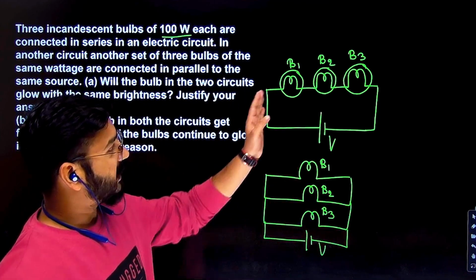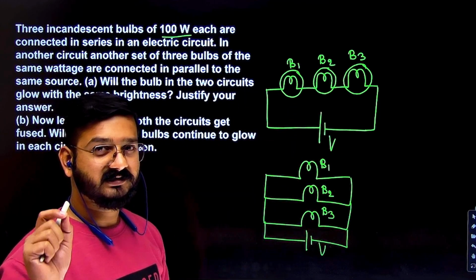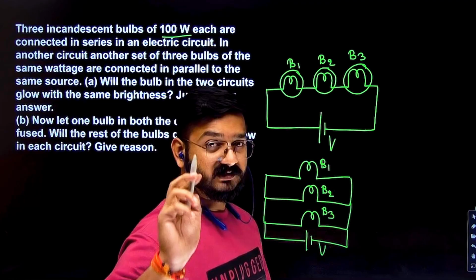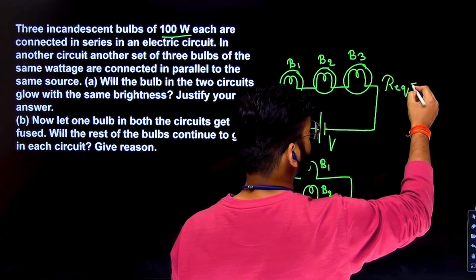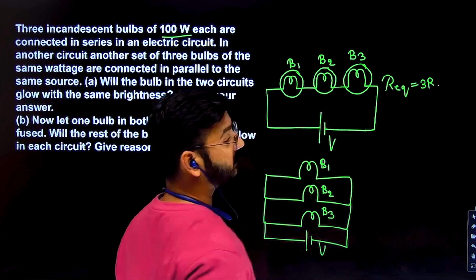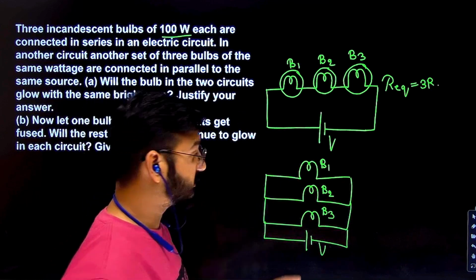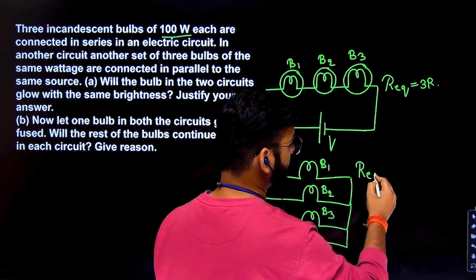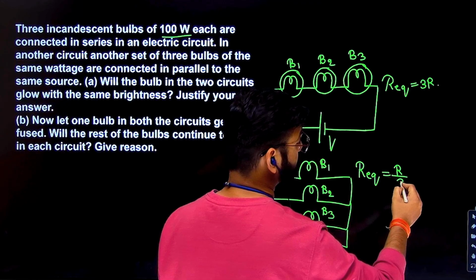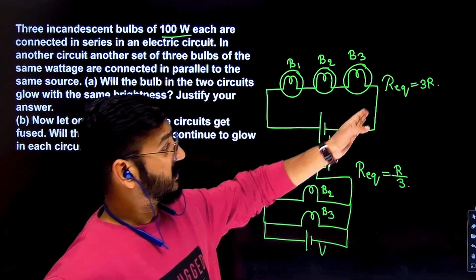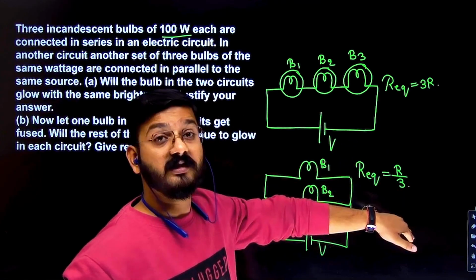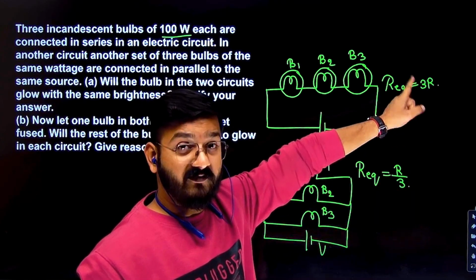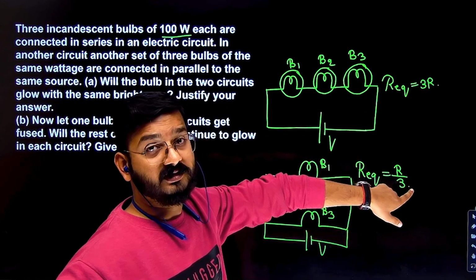Here they are identical bulbs. Let us assume that the resistance of each bulb is R. So what will be R equivalent in this case? 3R, right? And what will be the equivalent resistance in this case? Because they are connected in parallel, R equivalent will be R by 3. So since here the resistance of the circuit is 3R and here it is R by 3, you can see the resistance is very high as compared to this parallel circuit.